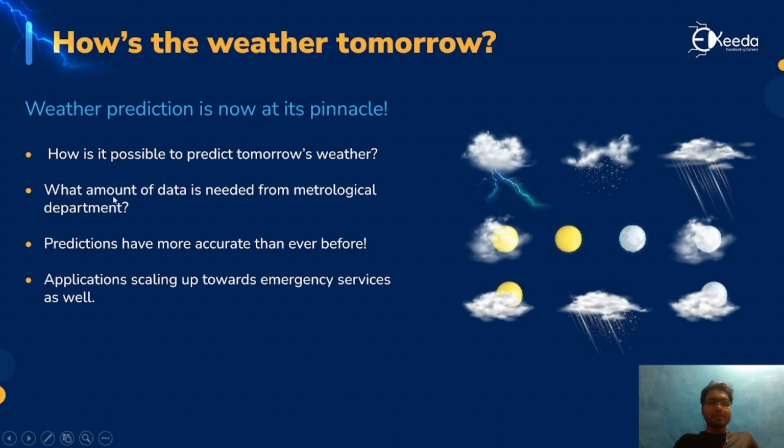So the first question here is: how is it possible to predict tomorrow's weather? There are some data science methodologies and data science algorithms which are running behind it.